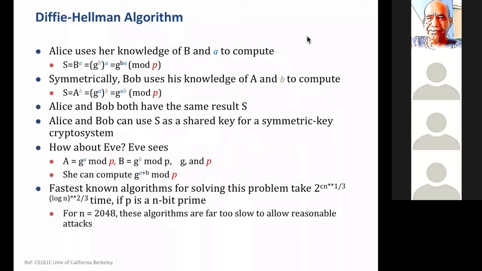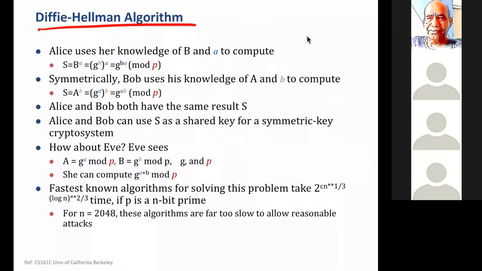So now if Alice wants to send something to Bob, say message M, then she can use Bob's public key. I'm sorry, here we are in Diffie-Hellman. I'm so sorry.